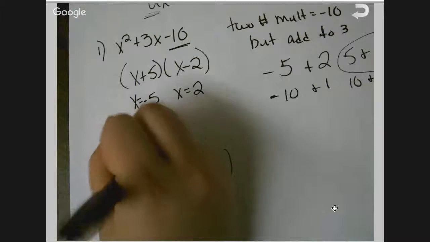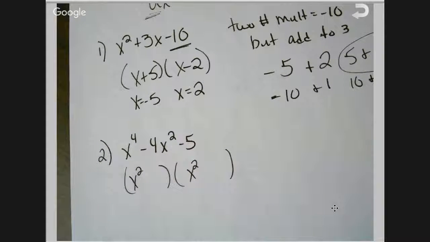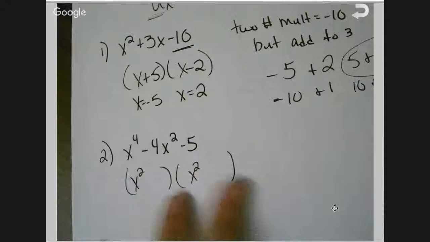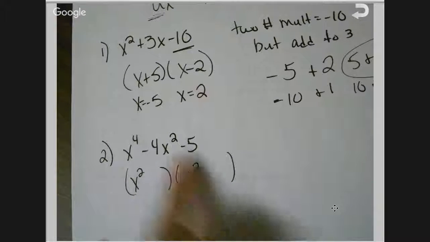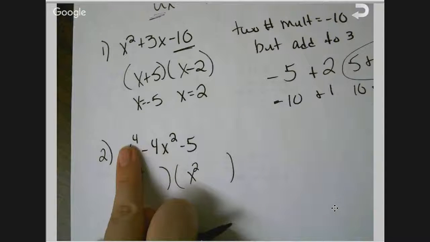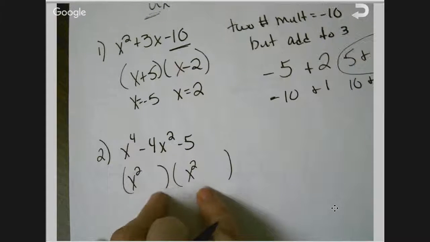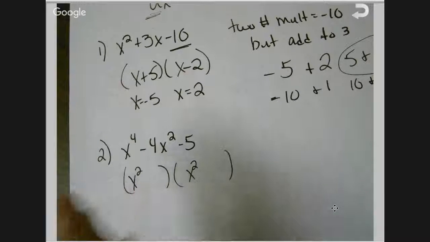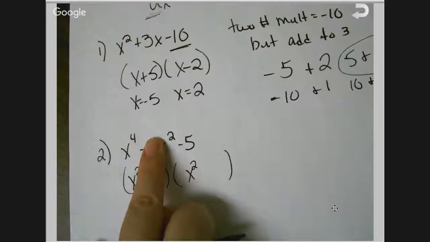You create your two parentheses, and instead of x, you're going to put x squared. Think about it. If I multiply this out with FOIL or distribution, however you want to do it, x squared times x squared is x to the 4th. Okay? And when it created the outer and the inner part, it would be like an x squared plus an x squared, which would give you this middle part. So that kind of makes sense.